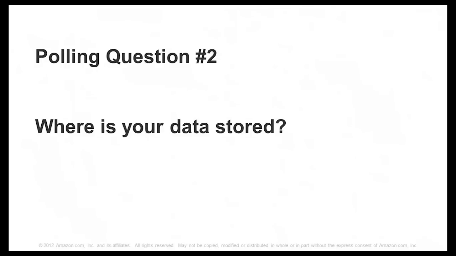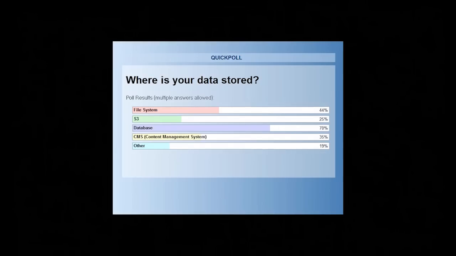Okay, well, let's take a look at the results, Paul. So 44% in file system. Yeah, database, big time, 70%. Although this was a multiple choice question, so S3 is obviously pretty popular. Still a lot of CMS data out there, and there's other repositories, the 19% for other.